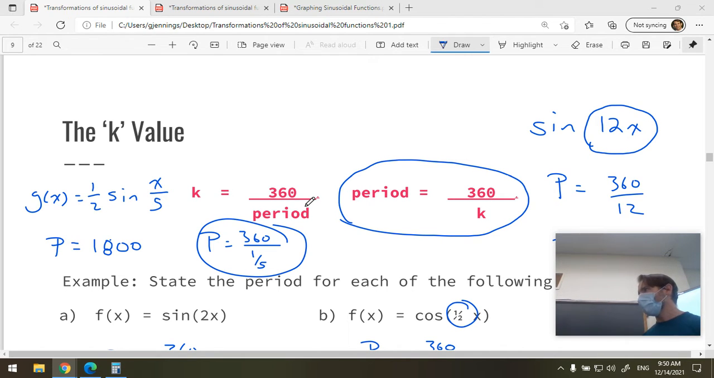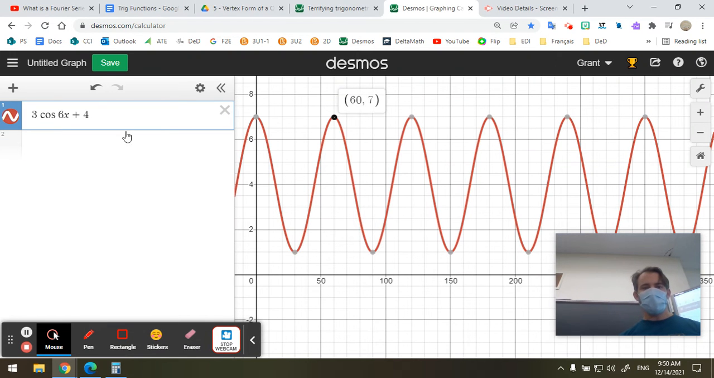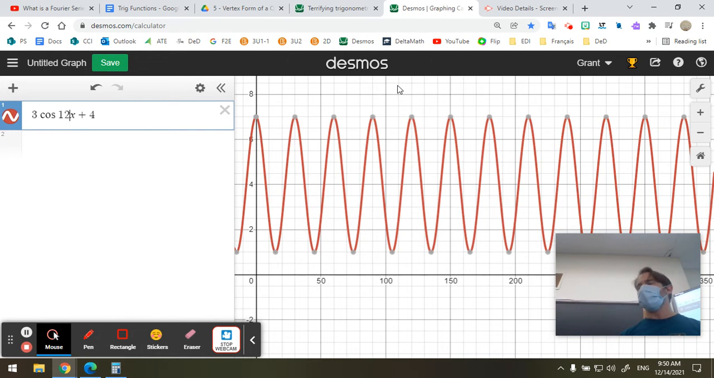Let's say we want the Ferris wheel to be even faster. So I'm going to take this Ferris wheel here, and I'm going to, instead of 6, I'm going to do 12. And now it's twice as fast. Now it's every 30 seconds it goes around. Because 360 divided by 12 gives me 30. So 30 will be the new period.